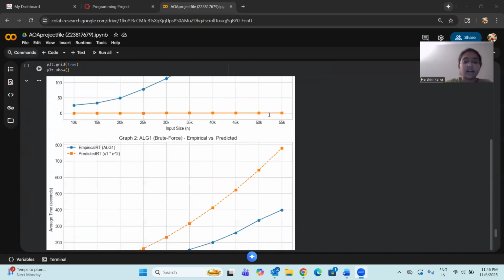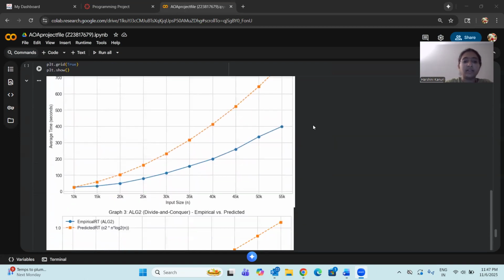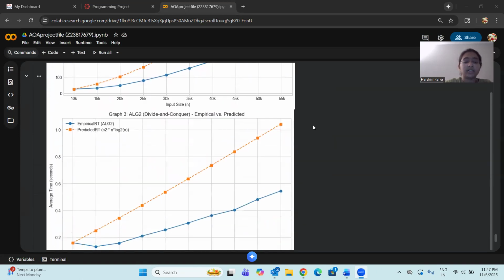And the second graph is for algorithm 1, brute force, which compares empirical time versus predicted time. And this is graph 3, which is for algorithm 2, divide and conquer, which shows the difference between the empirical and the predicted time.